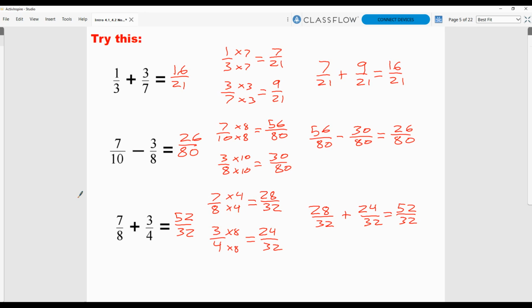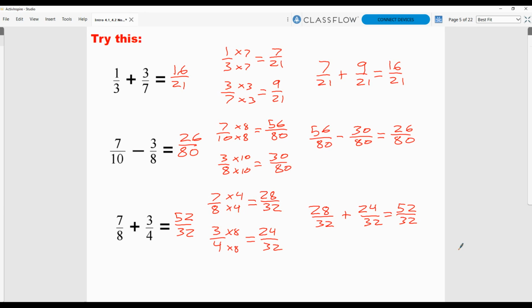Last one down here, we got 52 over top of 32. Let's take a look at how we got that for an answer. This fraction got multiplied by 4. This one got multiplied by 8. This is what we ended up with here. And then we add them together, and we're going to end up with 52 over top of 32. So check those out. Make sure you guys got the same thing. If you need to make some corrections, go ahead and do that.